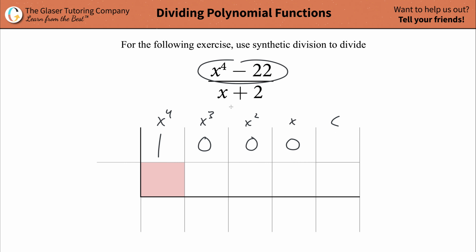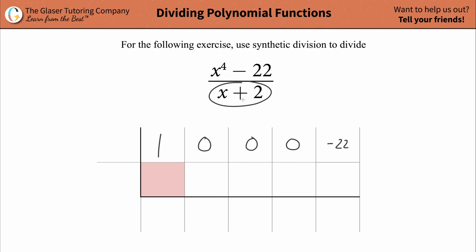Anytime you don't see those values inside of your function, you're just going to turn them into 0. Because if you think about it, if I were to add back into this function, let's say 0x cubed, 0 times anything is going to be 0, and adding 0 back into something is like adding nothing. So I didn't change the value of it, okay? Anyway, the constant term then is going to be a negative 22. Cool. All right, so we're done with the dividend.